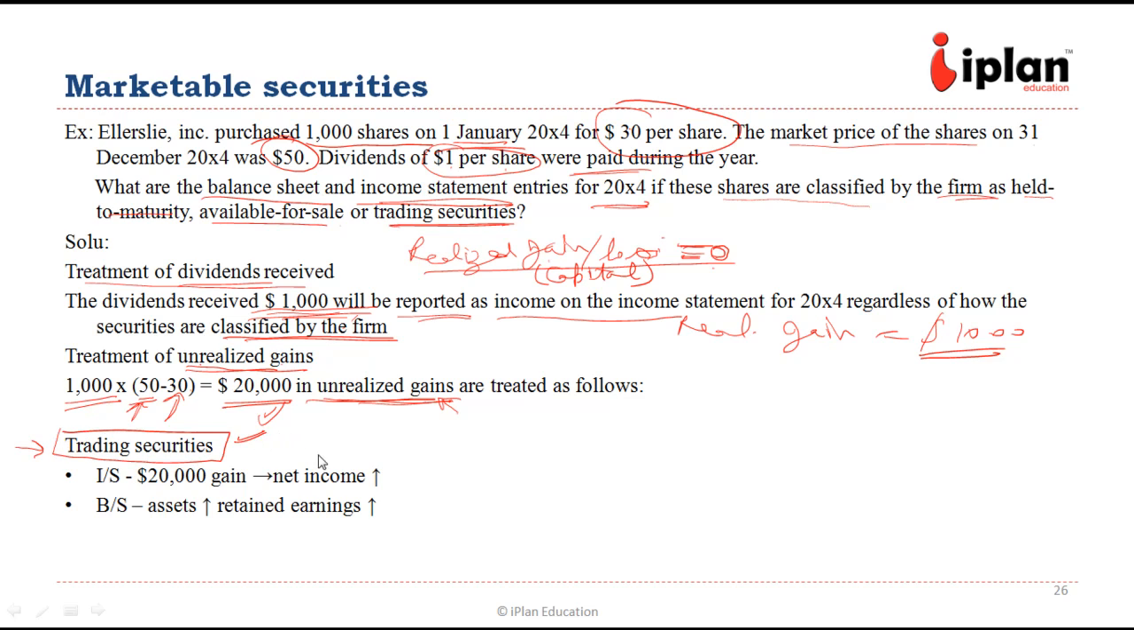So let us assume the first case where we are taking them as trading securities. The company does not have any long-term interest in these securities. They are just for trading. So we are going to enter the unrealized gain in the income statement. So the $20,000 gain is shown in the income statement, and net income rises by that amount. And even in the balance sheet, they are going to be put at market value, so they are going to be put at $50. Because of that, the value of asset rises and retained earnings will rise. So to make a balance, it will come from the net income.